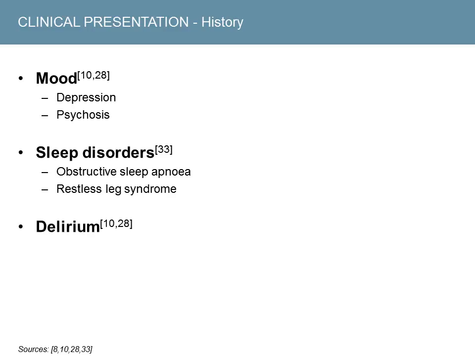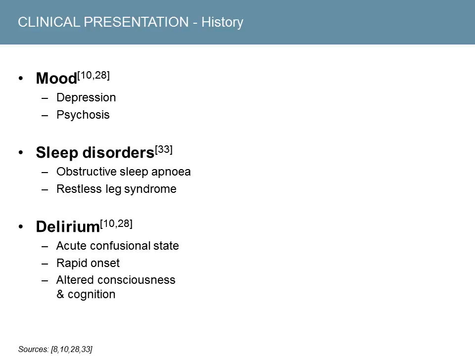Delirium. This is an acute confusional state which can develop rapidly over hours or days. Delirium involves a change in the patient's level of consciousness and cognitive function, which can fluctuate over time. You can have both delirium and dementia at the same time. In fact, having dementia increases your risk of delirium. Generally, though, you should try and exclude delirium before making a diagnosis of dementia.